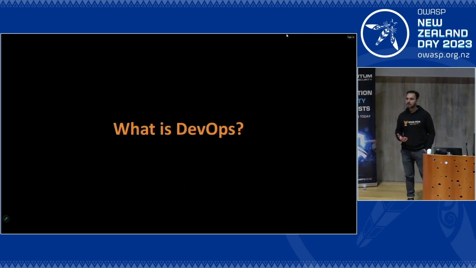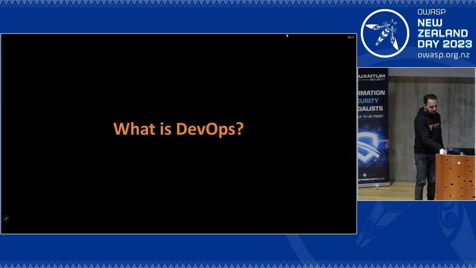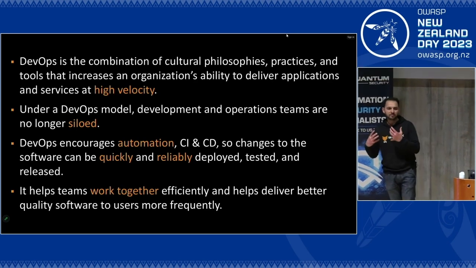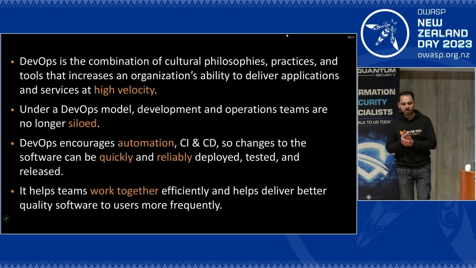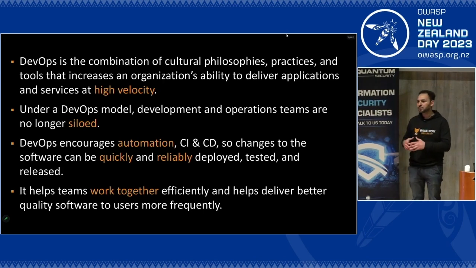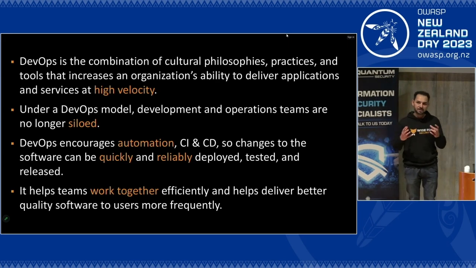But first things first, we need to understand what DevOps is. We know DevOps isn't just about tooling. It isn't about automation. It's actually a combination of lots of practices, lots of philosophies, lots of exercises. Yes, automation and tooling is what makes DevOps.